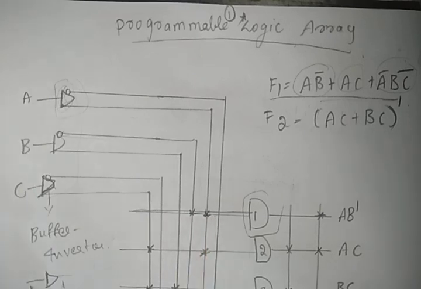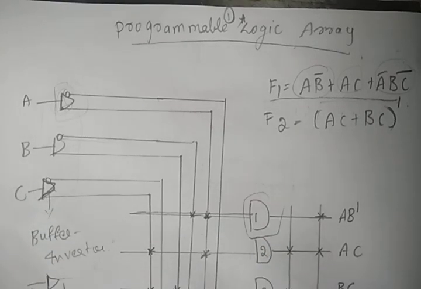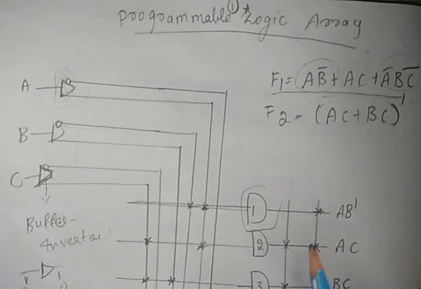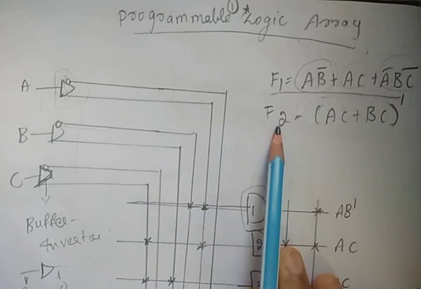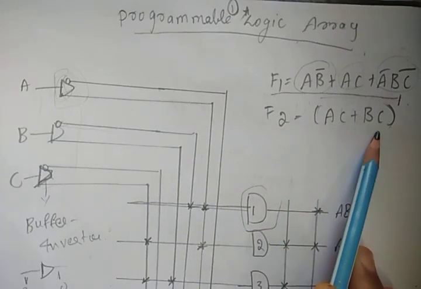Then we have AC. This is A, and then C. And then we have A bar, B, C bar at the last. So all these three, that is AB bar plus AC plus A bar BC bar, are connected to one function called F1, as you can see. Coming to the next, F2: AC plus BC.